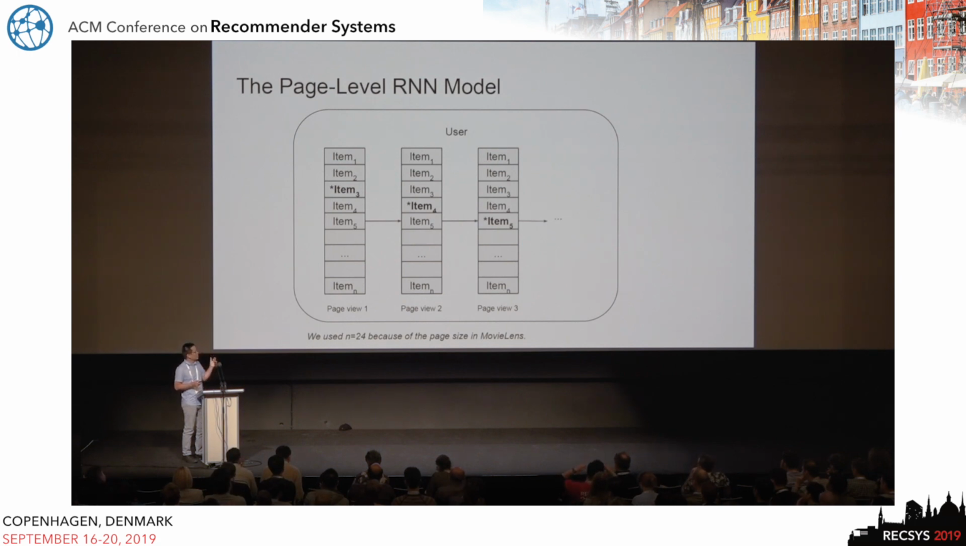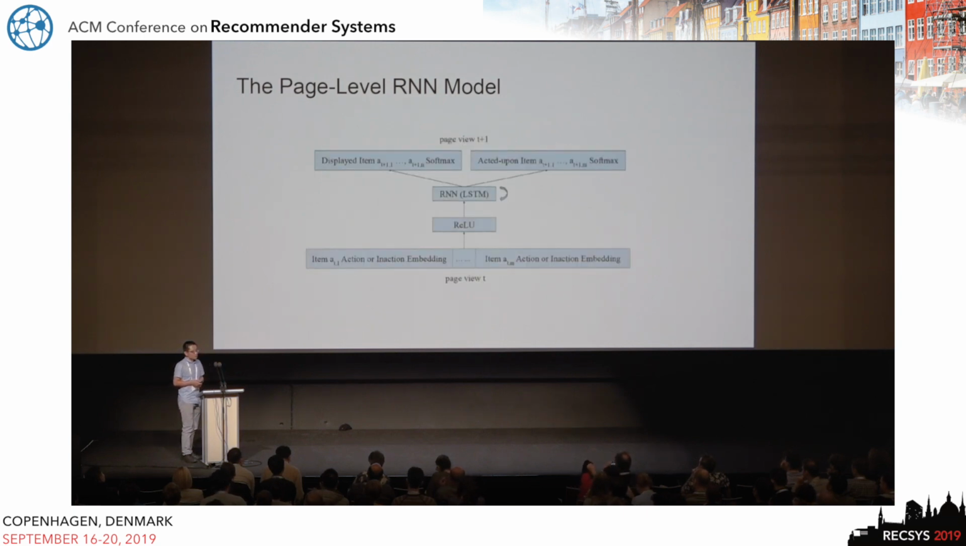And in the first page view, it did not cross the preference level threshold. There was no action observed in that page. If we illustrate this model with a neural network architecture language, it turns out it's not that complicated.